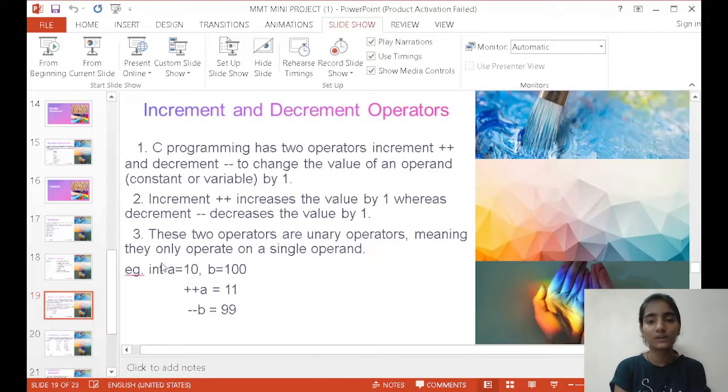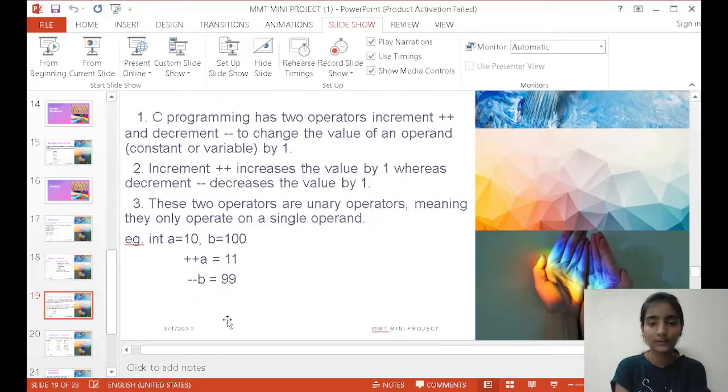Now we will see what are the increment and decrement operators. So C programming has two operators, that is increment and decrement. The increment operator increases the value by 1, whereas the decrement operator decreases the value by 1. For example, int a is equal to 10 and b is equal to 100. Incrementing a, it will be 11, because it increases the value by 1, and if we decrement b, then it will be 99, because we are decrementing the value of 100, so that's why it is 99 here.